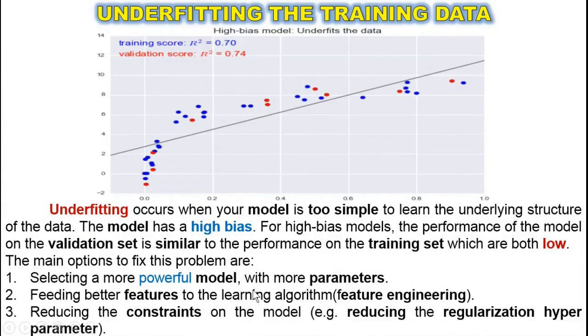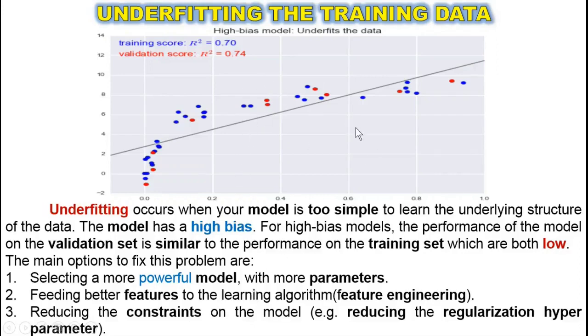Underfitting the data. Underfitting occurs when your model is too simple to learn the underlying structure of the data. The model has a high bias. For high bias models, the performance of the model on the validation set is similar to the performance on the training set, which are both low.